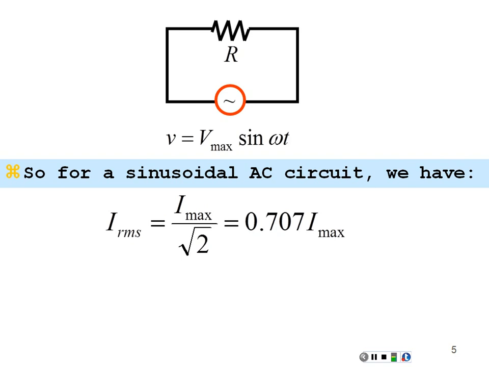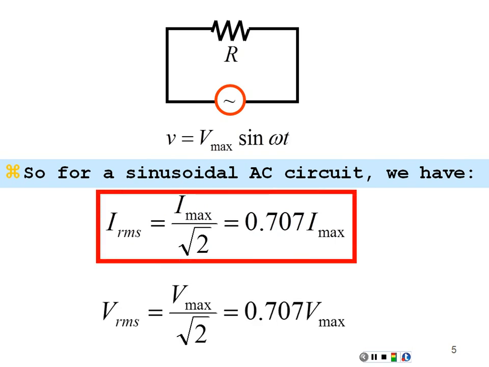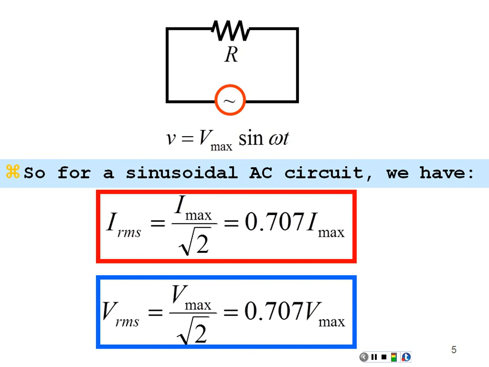This is true for the current. The root mean square current is the maximum value of the current divided by the square root of 2, which is 0.707 I max. And also for the voltage. The root mean square voltage would be our maximum voltage of the signal divided by the square root of 2, 0.707 V max. When you use a meter to measure current or voltage on an AC circuit, it will give you root mean square values. It will not give you the average current. It will not give you the maximum value. It will give you the root mean square value.